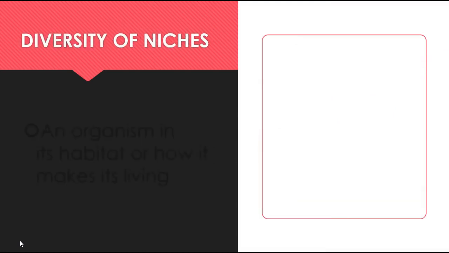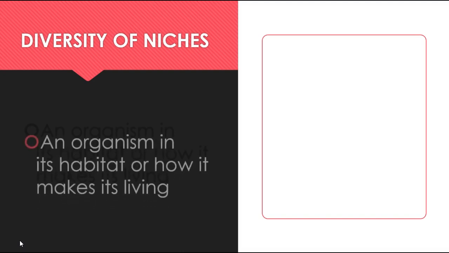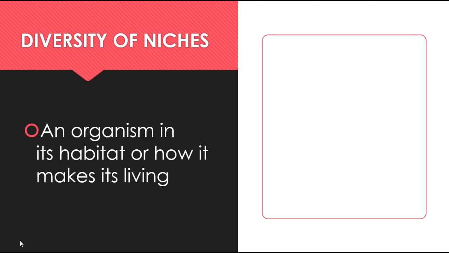And a very important factor which determines the amount of biodiversity an ecosystem can have is diversity of niches. And you'll remember that a niche is an organism in its habitat and kind of how it makes its living. Like what it does to survive, what kind of food it eats, where it lives within its ecosystem. This is its niche. What is its role within the ecosystem?